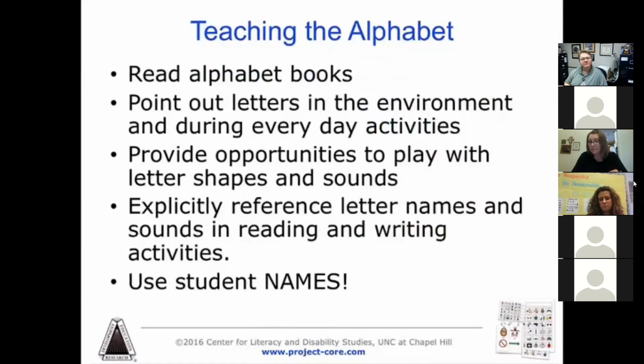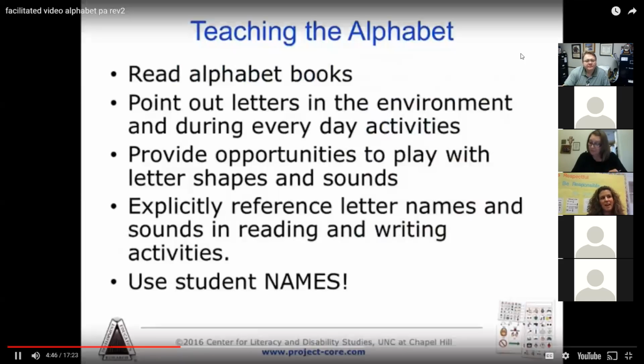Instead, teach the alphabet by reading alphabet books, pointing out letters in the environment and during everyday activities, providing opportunities to play with letter shapes and sounds, reinforcing letter names and sounds in reading and writing activities, and using student names. Let's look at each of these a little more closely.